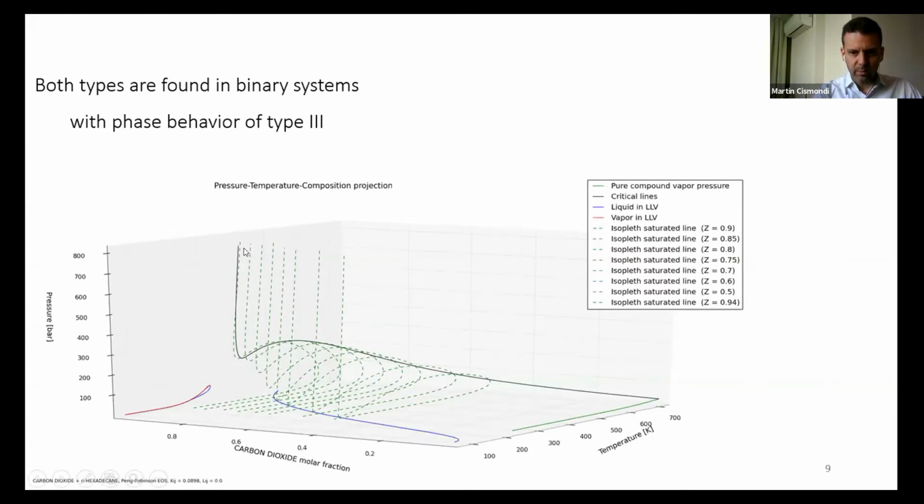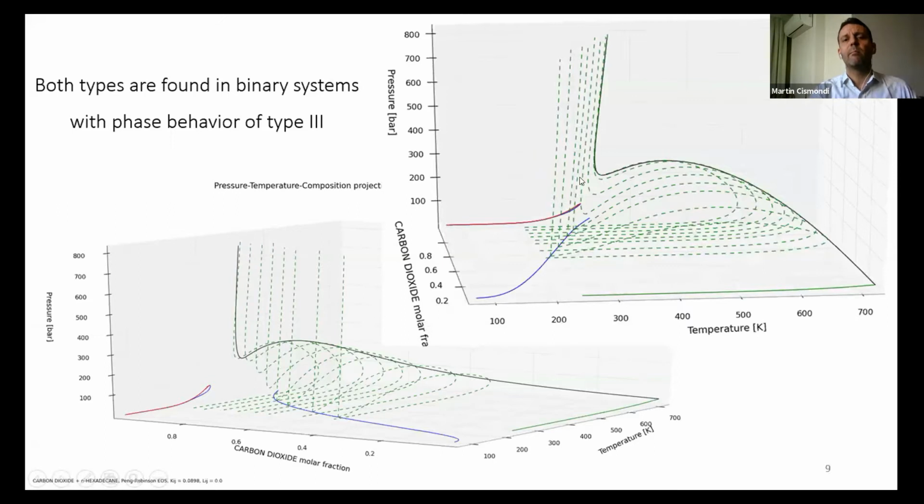This is the same, but a capture with a different angle, so we can see better how the critical line in black is surrounding all the envelopes. And again, we have the closed ones here, the open ones here.